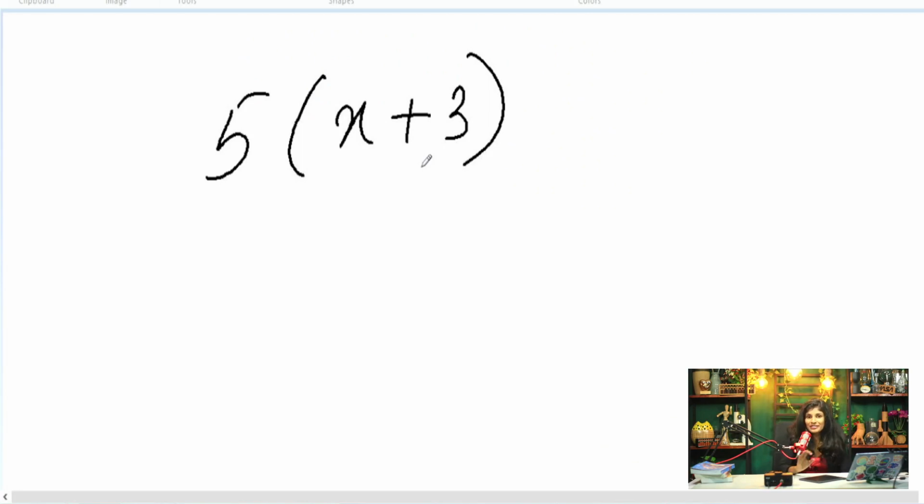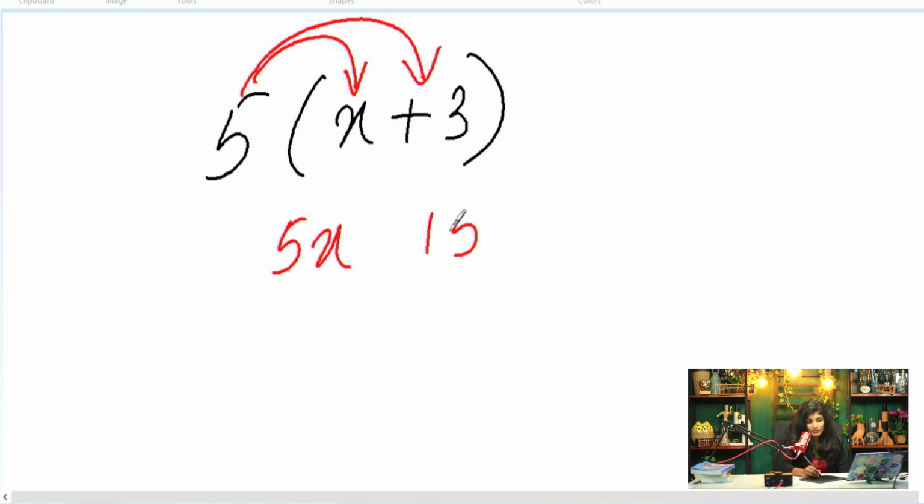First of all, I will tell you how to simplify brackets. Simplification of brackets is really easy. What you have to do is multiply the things inside the bracket by the number or the unknown term outside of the bracket. So 5 times x, that is 5x, and 5 times 3, that is 15.